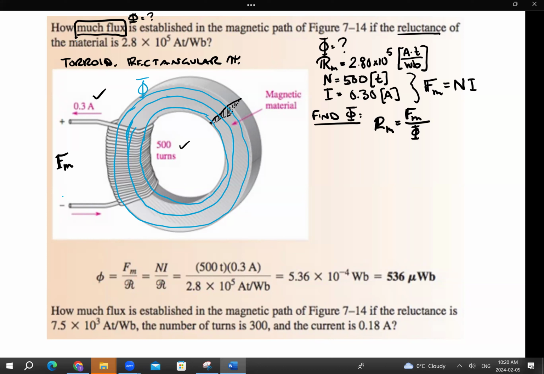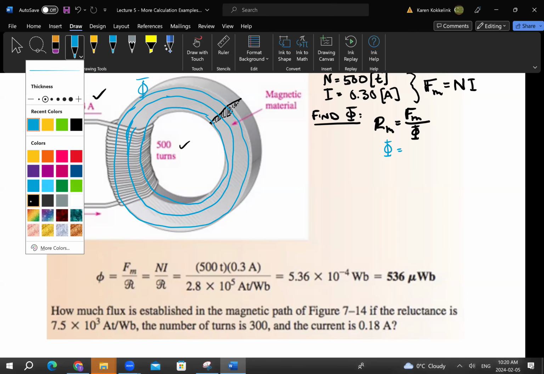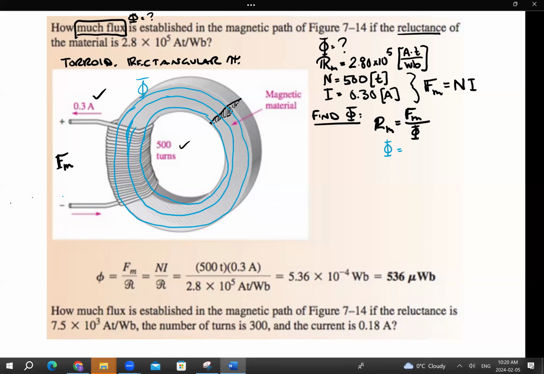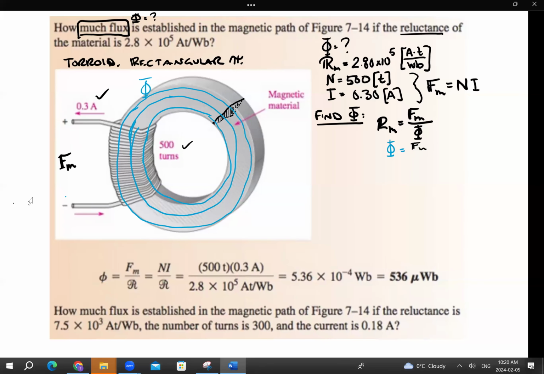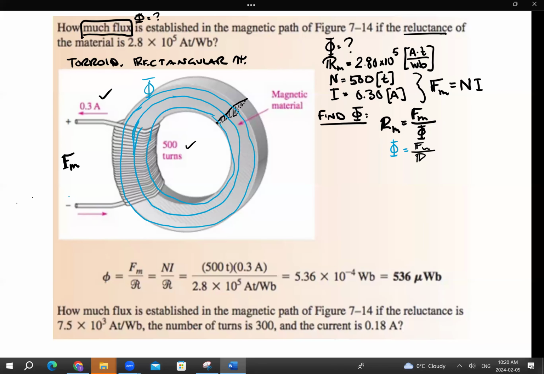So I'm going to rearrange this formula, and I'm going to say my magnetic flux lines are then just going to be equal to Fm over Rm. It's a function of the amount of magnetomotive force that this circuit has divided by how reluctant this circuit is in order to establish that magnetic flux.